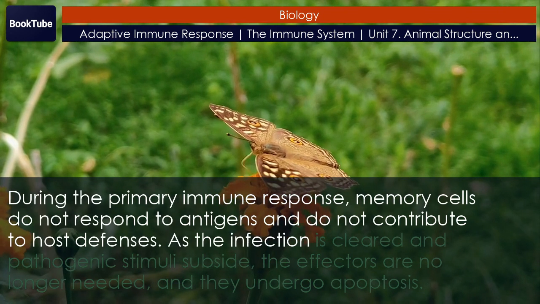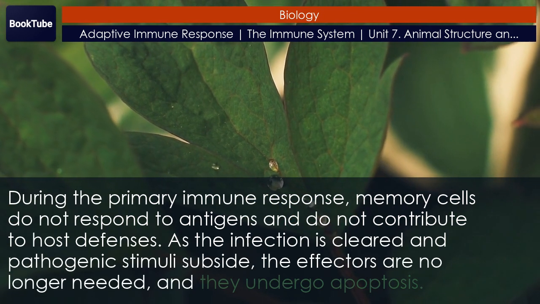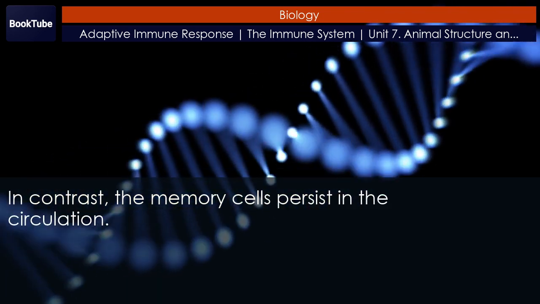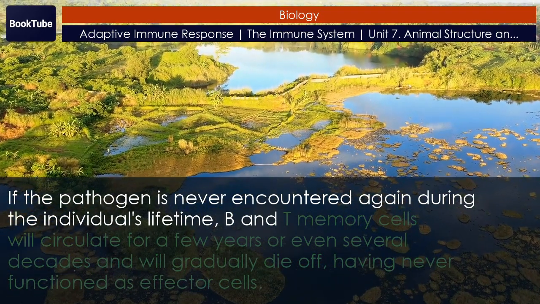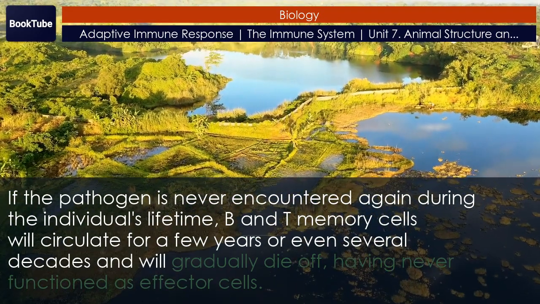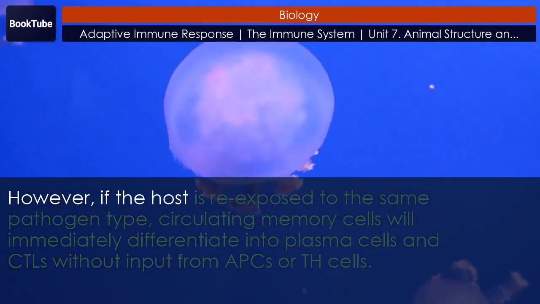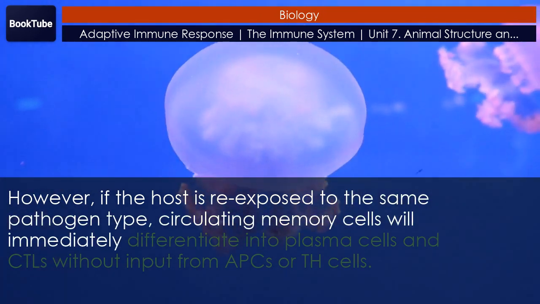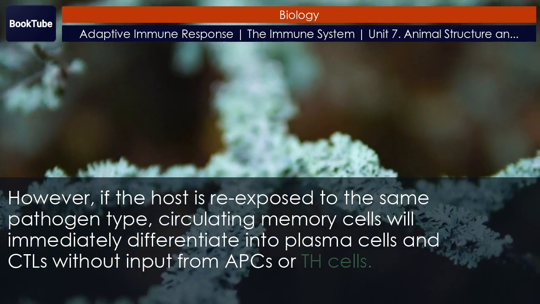As the infection is cleared and pathogenic stimuli subside, the effectors are no longer needed, and they undergo apoptosis. In contrast, the memory cells persist in the circulation. If the pathogen is never encountered again during the individual's lifetime, B and T memory cells will circulate for a few years or even several decades and will gradually die off, having never functioned as effector cells. However, if the host is re-exposed to the same pathogen type, circulating memory cells will immediately differentiate into plasma cells and CTLs without input from APCs or Th cells.